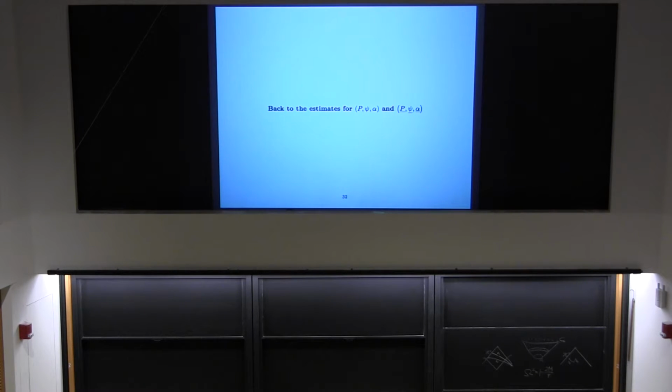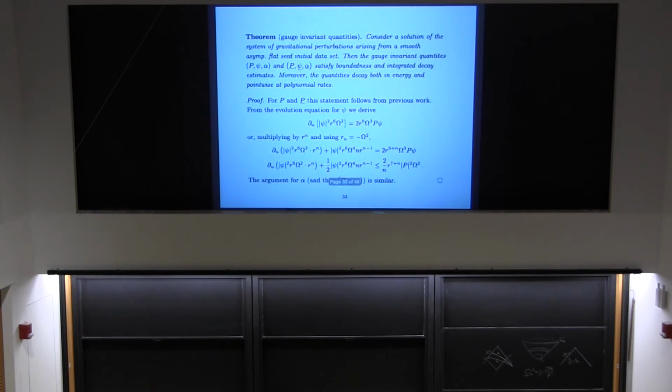You can construct the quantities p and p bar. They satisfy a nice wave equation, the Regge-Wheeler equation, to which the whole theory of the scalar wave equation applies, which I presented to you. So that's where we stand now. We have decay for the quantities p and p bar, which satisfy the Regge-Wheeler. And now I want to show you how to get decay for psi and alpha and psi bar and alpha bar.